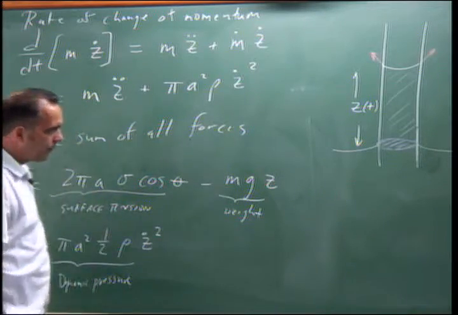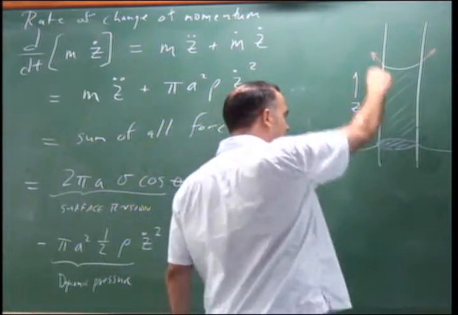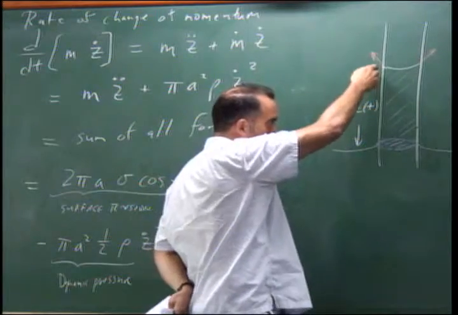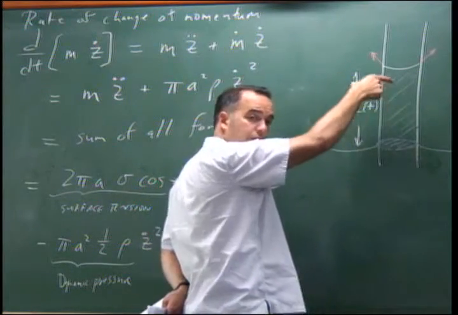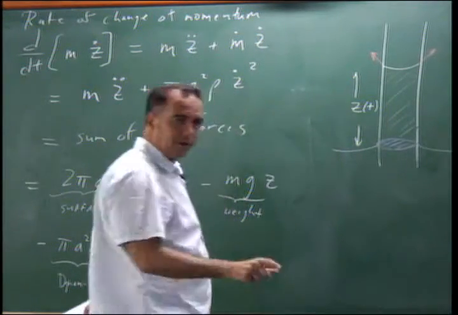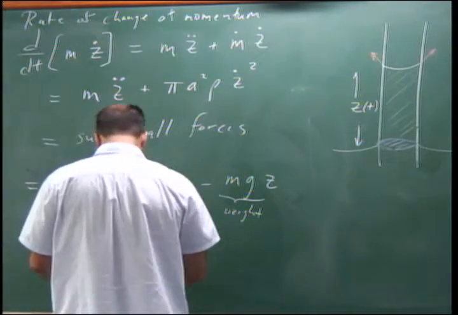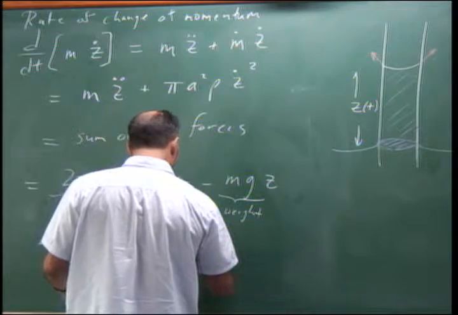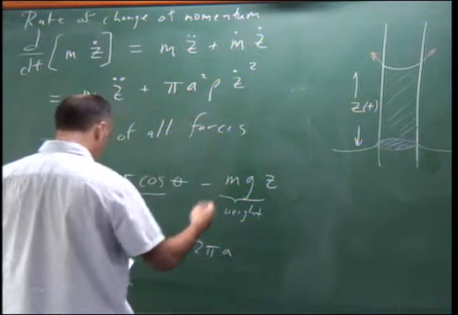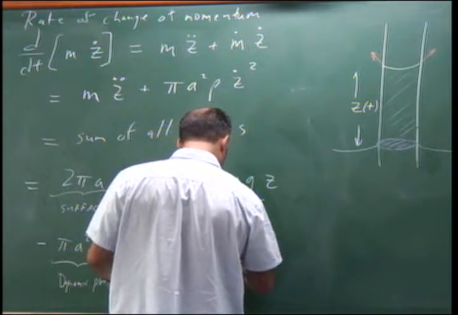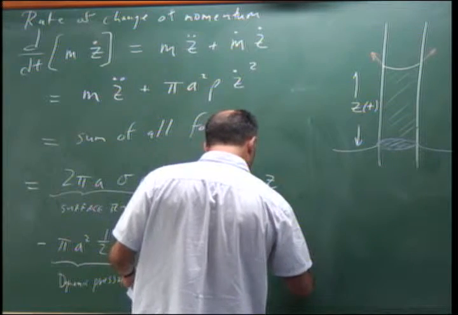Okay. There are also going to be viscous stresses as this thing moves along here. It feels the walls, and the walls are going to slow down the motion, particularly when the motion becomes slow. Okay. So 2 pi a, that's the surface area, times the viscous stress.